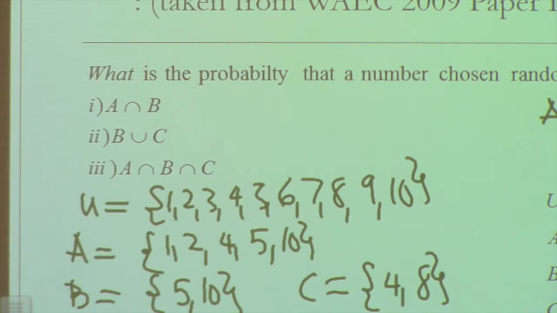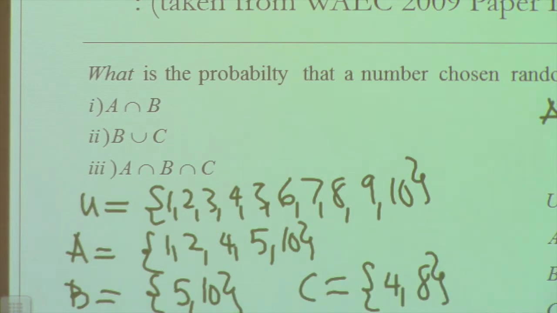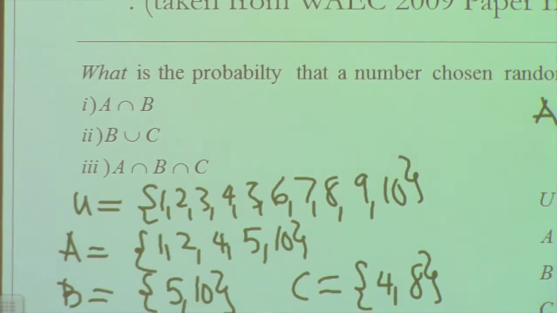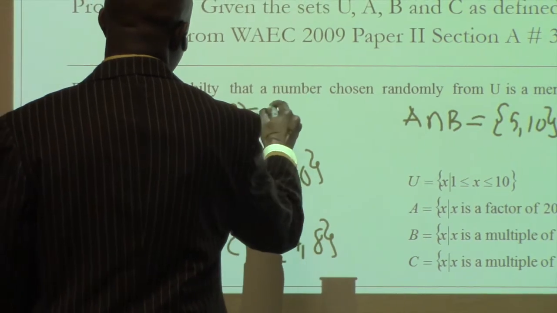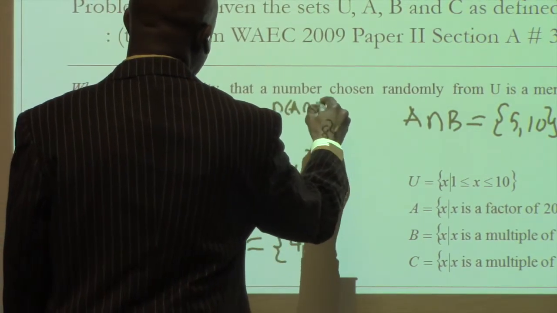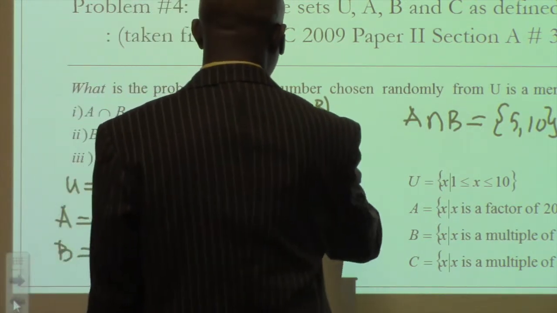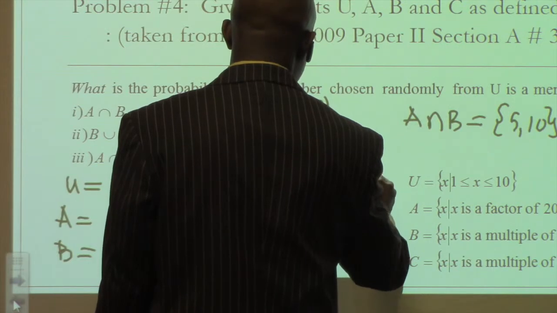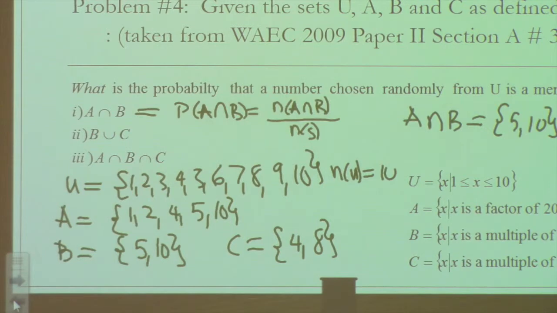So what do A and B have in common? Looking here, they have 5 and 10 in common. So the number of elements in A intersect B will be 2. To find the probability of A intersect B, it will be the number of elements in A intersect B divided by the number of elements in the sample space, or the universal set. We know the number of elements in this universal set is 10, and we know this to be 2. So we're going to come back to that later on in the next slide.